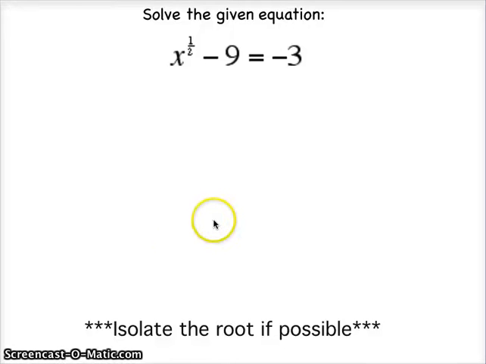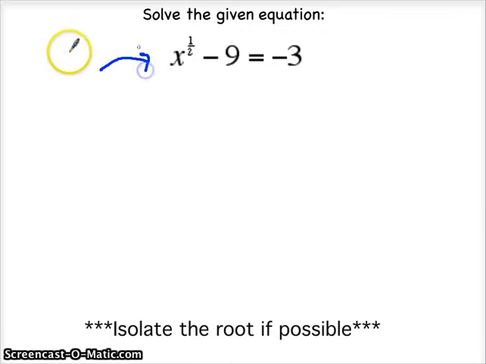All right, this video is to help you understand how to solve radical or root equations using basic algebra. And the nice part is, again, we're just solving equations, so it's not going to be anything fantastic. Basic skills from Algebra 1 are really going to pay off here. If we can take a good look at our equation, the biggest hint for most of these problems is going to be, as noted at the bottom, isolate the root if possible.